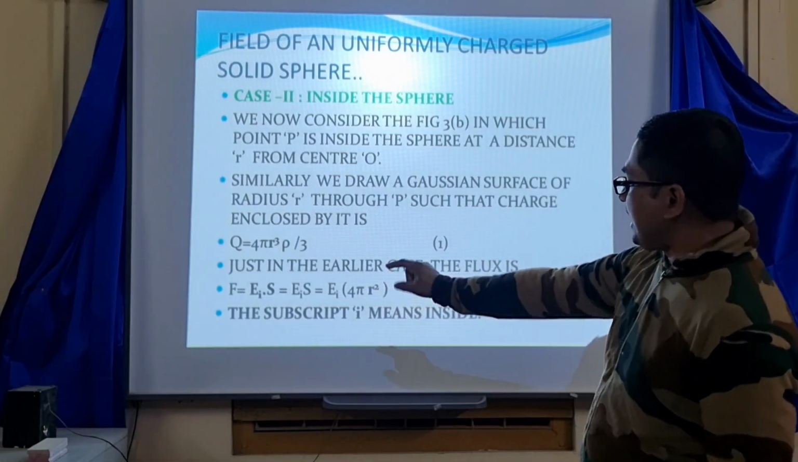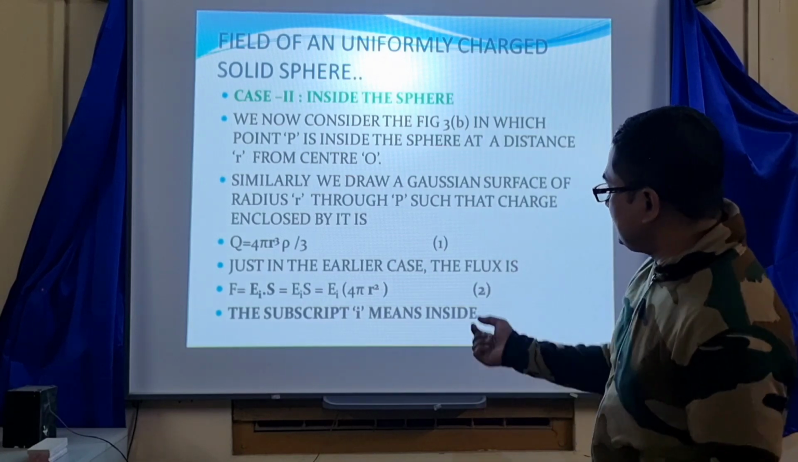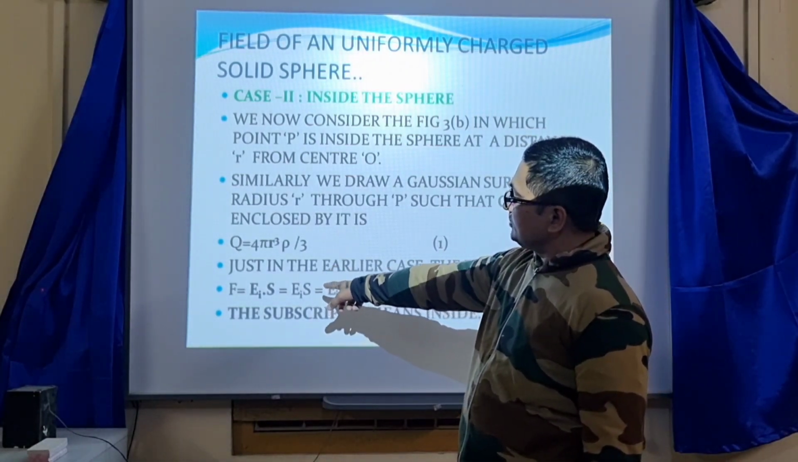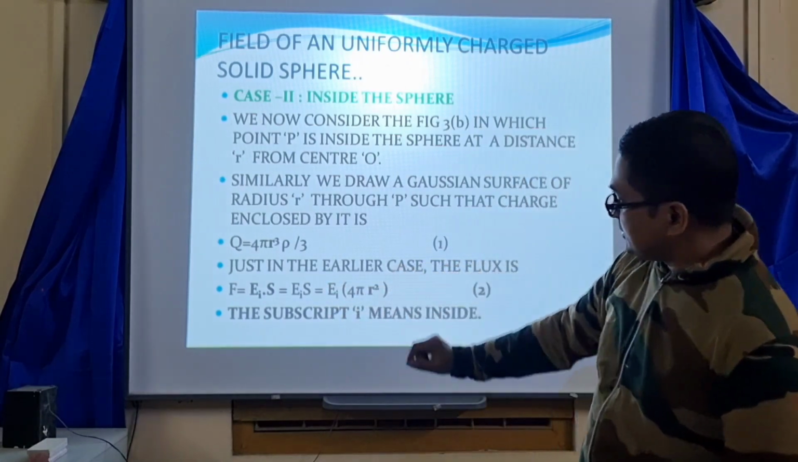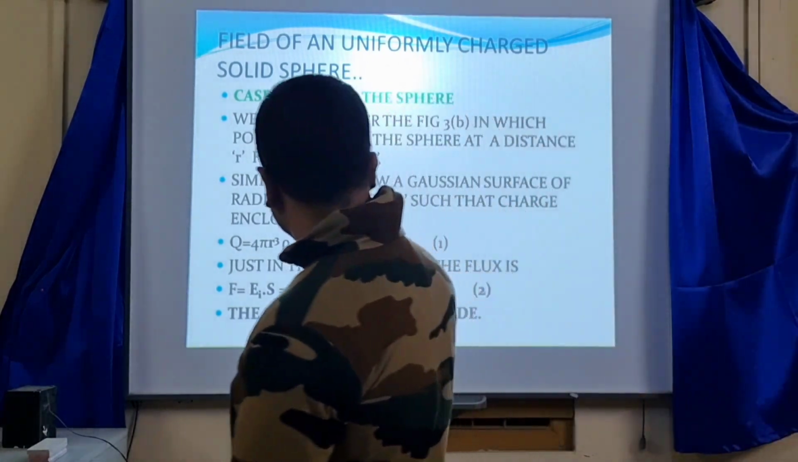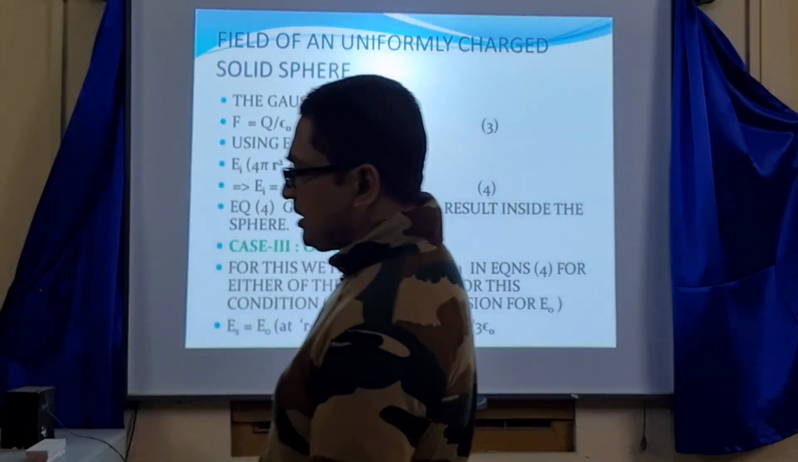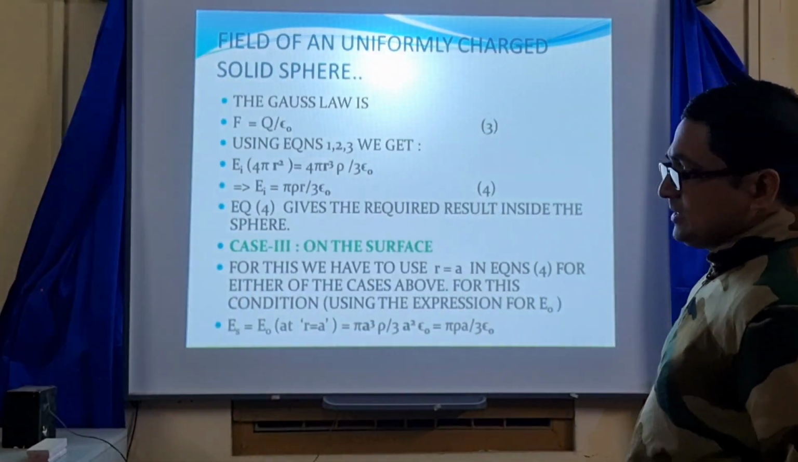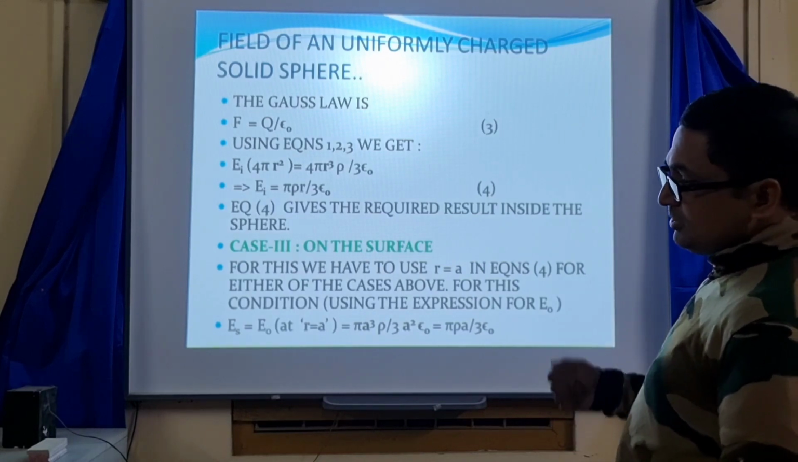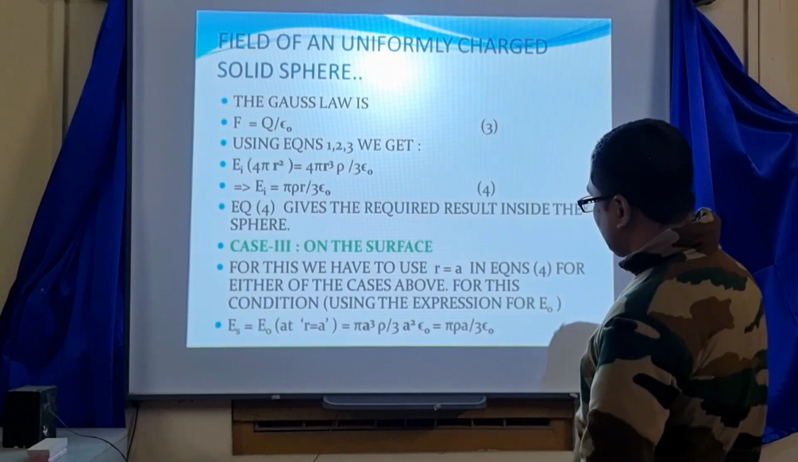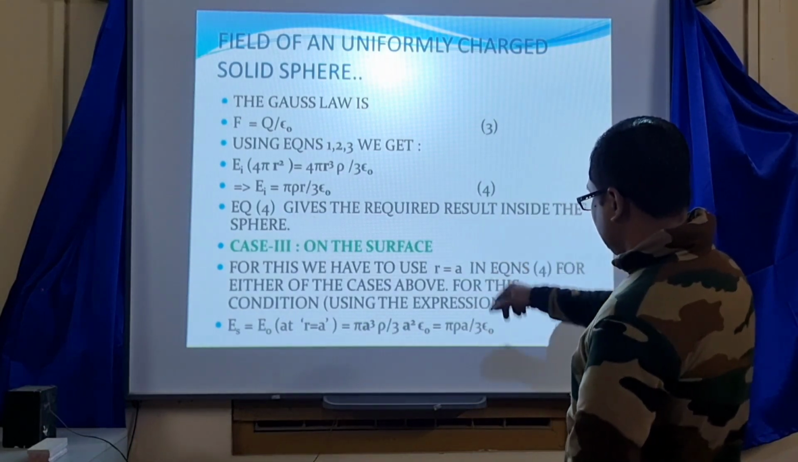Now we have got a subscript i here. I means inside the sphere. Again, the area of the Gaussian surface is S = 4π r², equation number 2. In the same way, Gauss's law is this, and this is equal to Q by epsilon naught.